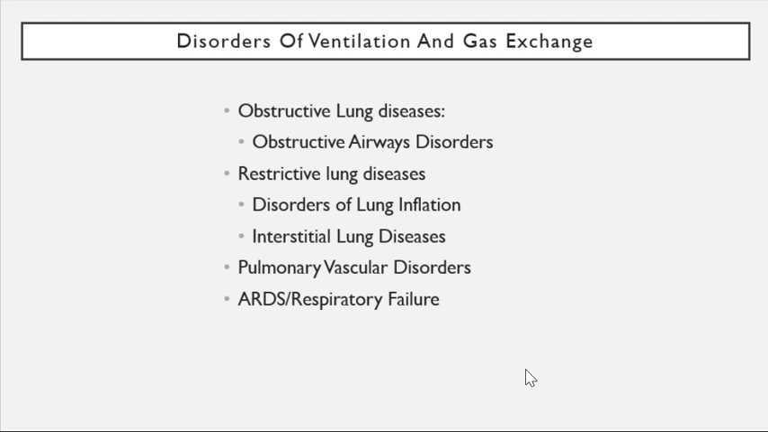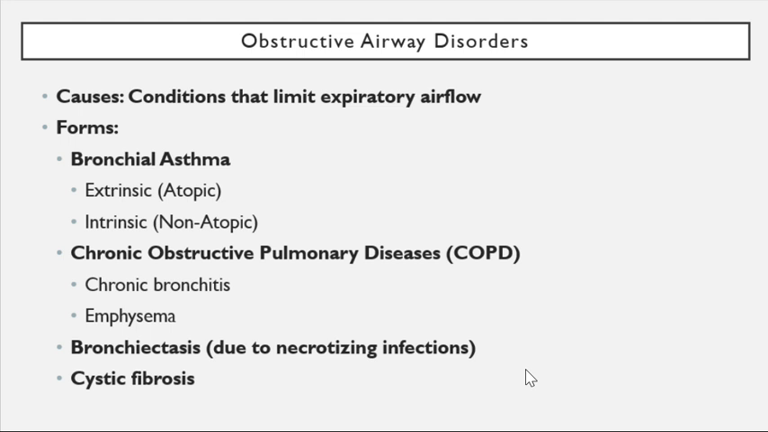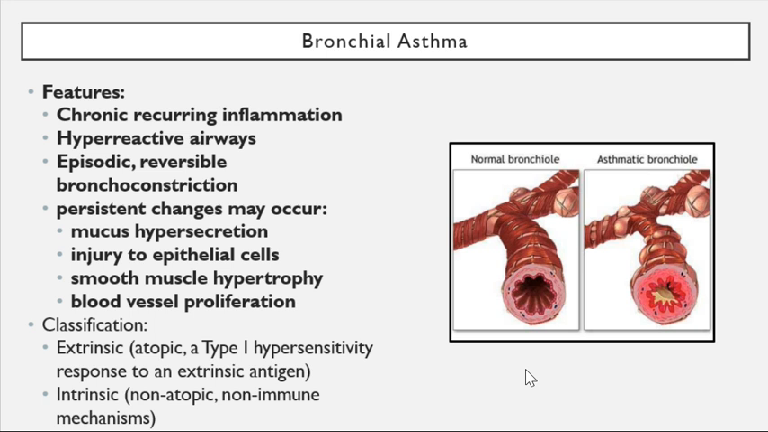So we're going to be talking about some disorders here: obstructive lung disease, obstructive airway disorders, restrictive lung diseases, and then pulmonary vascular disorders and ARDS, or respiratory failure. So the first one is obstructive airway disorders, in the form of bronchial asthma, chronic obstructive pulmonary disease, COPD, bronchiectasis, whatever that word is, and cystic fibrosis, which I think we talked about briefly in the genetics lectures, but we'll revisit it.